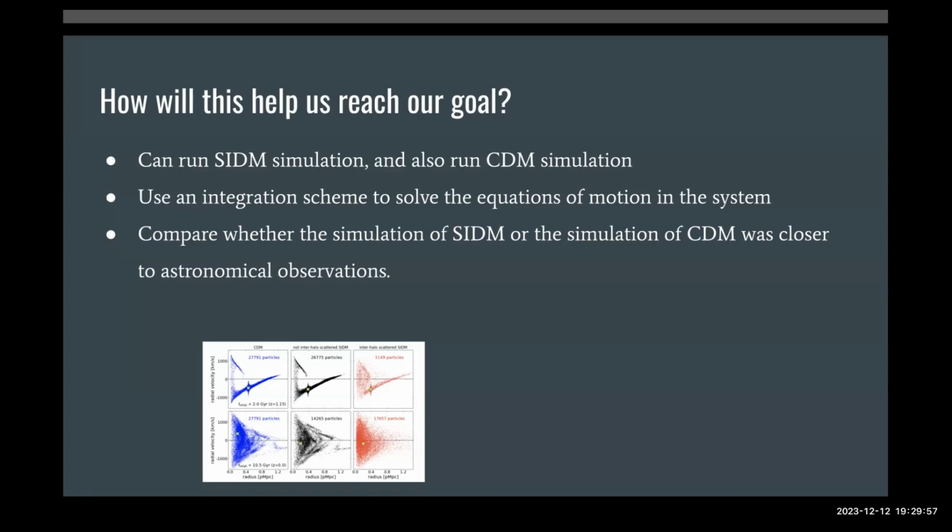With the use of Gadget 4, we plan to simulate the self-interacting dark matter simulation and cold dark matter simulation. Using these results, we'll compare whether the simulation of self-interacting dark matter or the simulation of cold dark matter was closer to astronomical observation. Knowing which simulation is closer helps figure out which model is more dependable and which one we can use to go forward with finding solutions to small-scale problems of the Lambda Cold Dark Matter model.